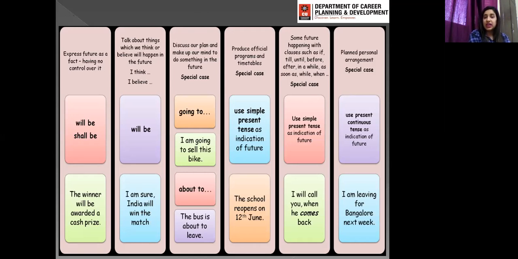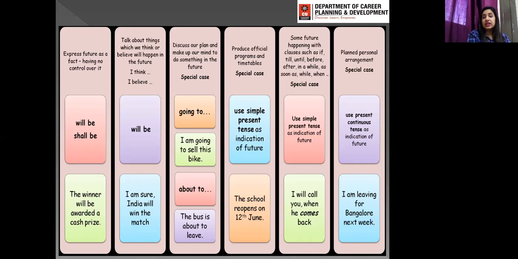Next is the special cases, if you are discussing a special case. So I'm going to sell this bike. If I'm going to win a lottery, then I will purchase a new car and I will sell this bike. So this is a special case. Next is the timetables and the schedules we had already done.